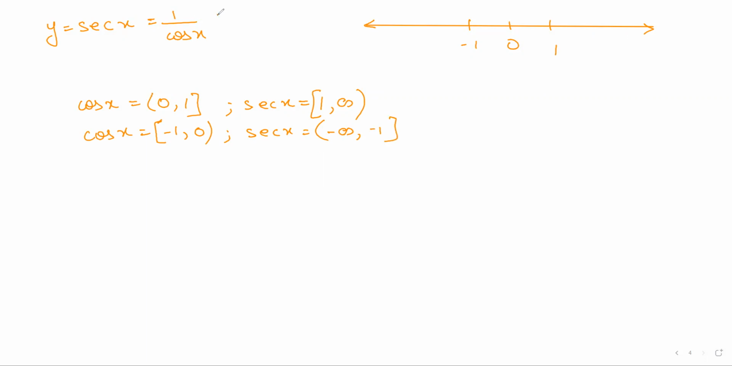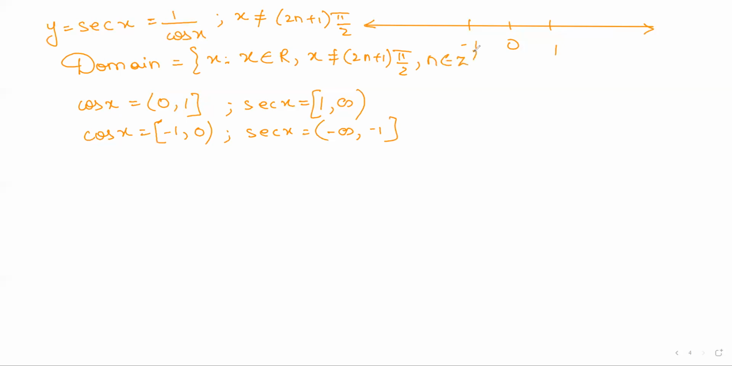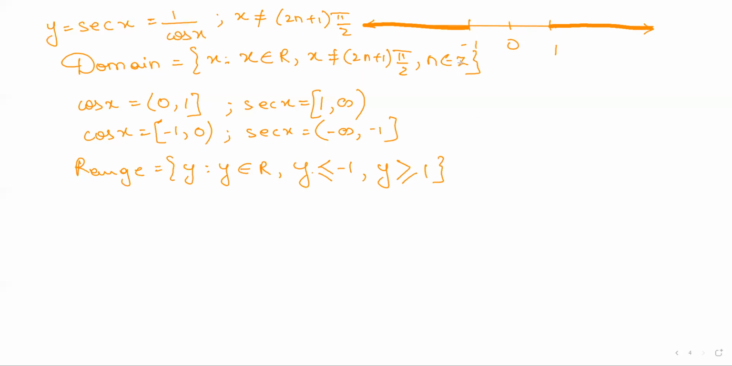Here also, for the domain of sec x, your x can never be equal to 2n plus 1 into pi by 2. So your domain becomes a set of all x such that x belongs to R, x is not equal to 2n plus 1 into pi by 2, and n belongs to Z. Similarly, your range becomes equal to a set of all y such that y belongs to R and y is less than or equal to minus 1 or y is greater than or equal to 1. Including these points, minus 1 and 1.